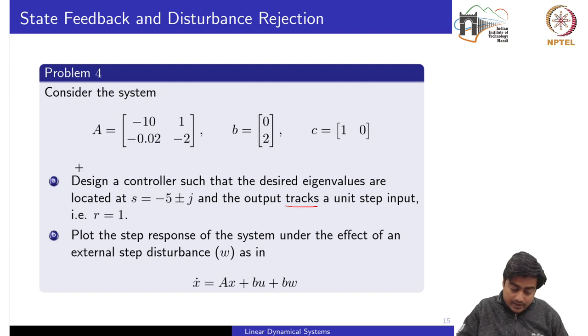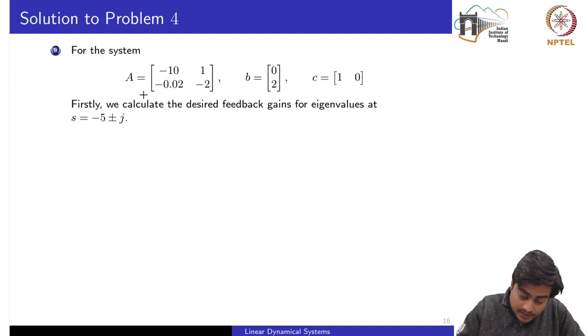Okay, so first we will deal with part A, where we want to place the desired eigenvalues on the left hand side, and the output should track a unit step input, which is r equal to 1. For the given information A, B, C, we can calculate these eigenvalues. We can calculate the desired feedback gains for these eigenvalues. There are a number of methods we had discussed, because this is a single input controller design. So you can use either the eigenvalue assignment approach or the Lyapunov design based approach.